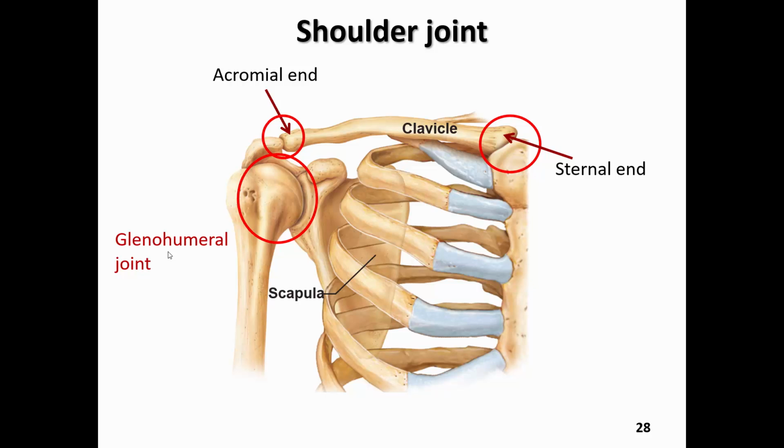The glenohumeral joint, as you can see here that is circled, is a joint that's formed by the humerus, which is the bone of the upper arm, and the scapula in what's called the glenoid fossa, and we'll see that here on the next slide.